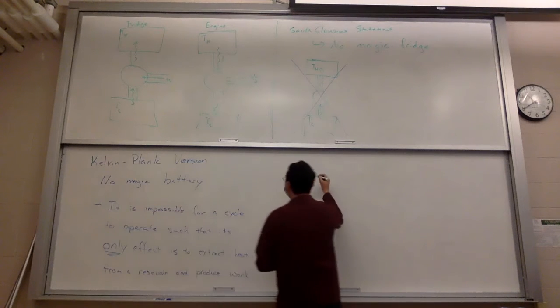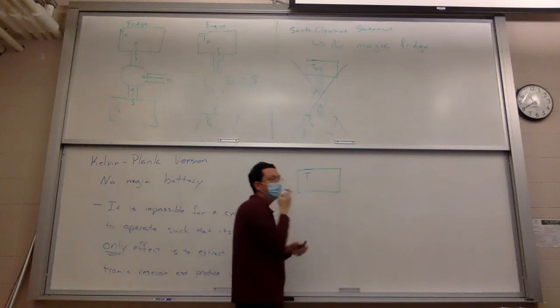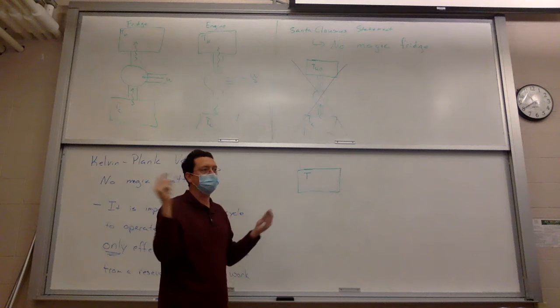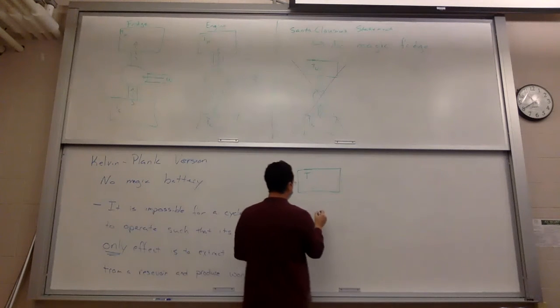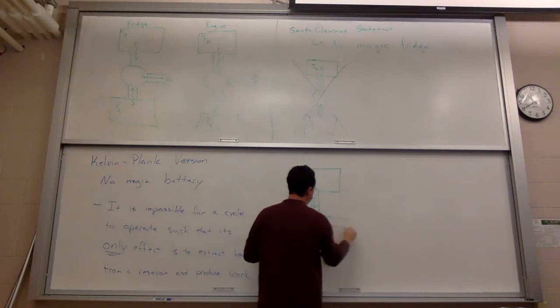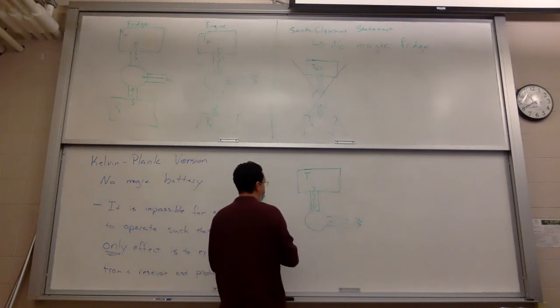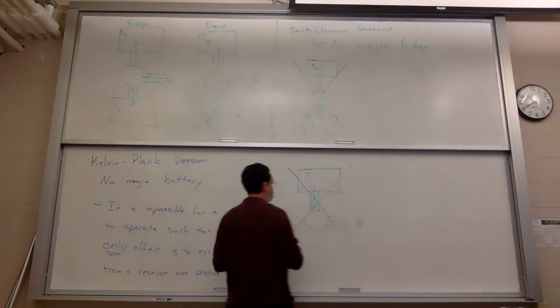Okay, so what this says is the following. There's only one reservoir in the Kelvin-Planck statement, so there's no point in saying hot or cold. It's just whatever. The Kelvin-Planck no magic battery statement says this can never happen.